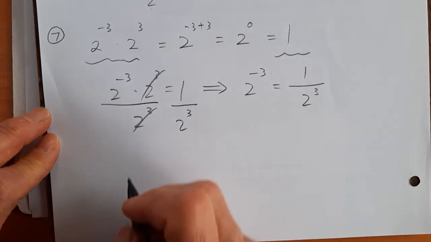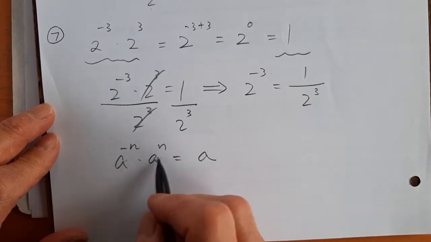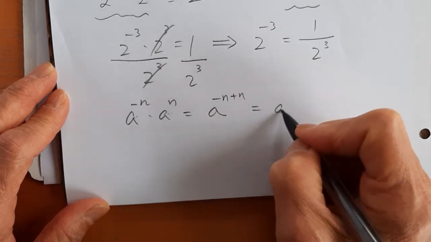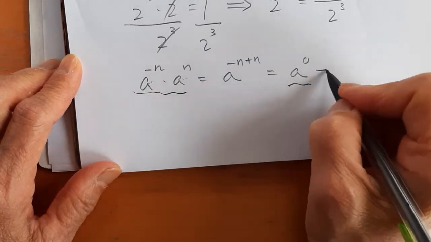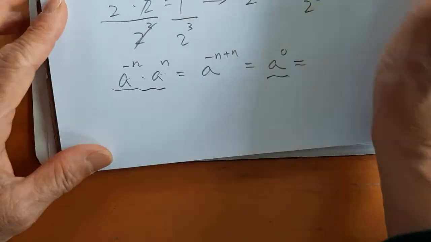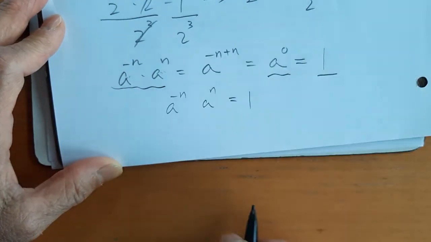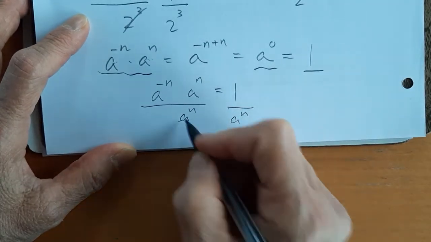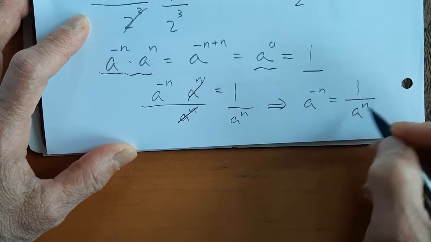So put it in general. a to the power negative n times a to the power n equals a to the power, same base is a, use the product rule, you add exponents, negative n add n. That equals a to the power 0. What is a to the power 0? We proved previously a to the power 0 equals 1. So the right side is 1. And you divide both sides by a to the power n. a to the power n cancels. So you get the formula, a to the power negative n equals 1 over a to the power n.